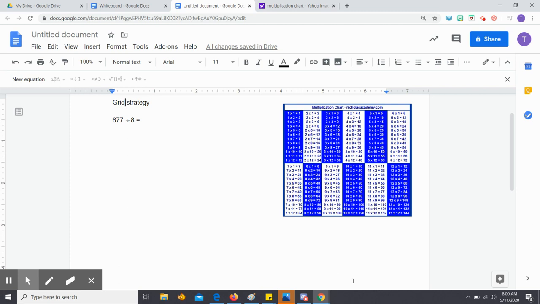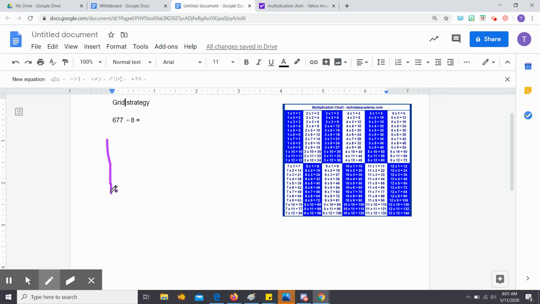All right, so here is another strategy for long division. Now, the grid strategy is probably my favorite alternative to the standard algorithm. With the grid strategy, it looks really similar to the box or area model strategy from when we first started. We're going to do it in purple today. So I'm still going to make a box.